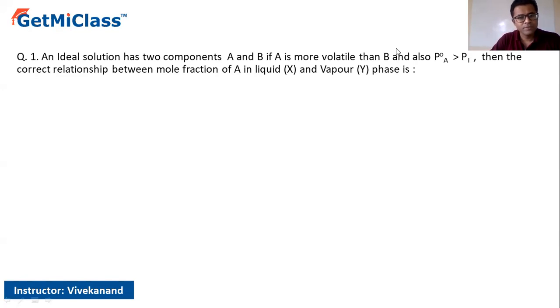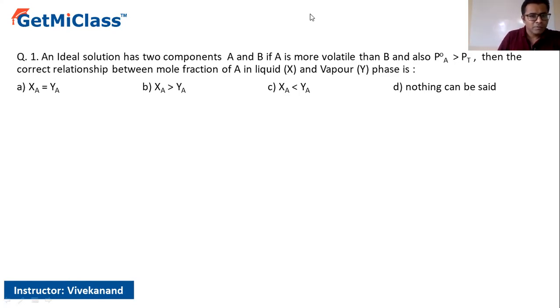Let's see the options. The first option is A, that is chi A is equal to YA, or the mole fraction of A in liquid is equal to the mole fraction of A in vapor. Option B, XA is greater than YA. Option C, XA is smaller than YA. D, nothing can be said.